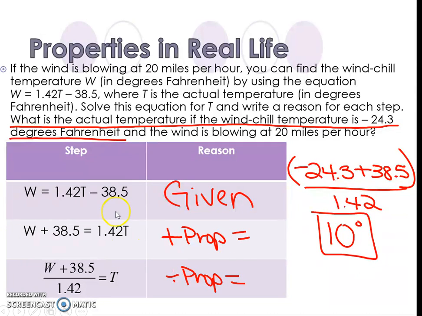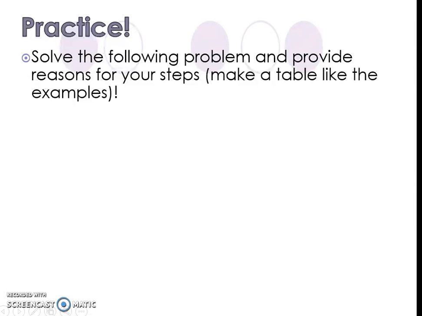So that's how you tackle properties in real life and solve the problem, using substitution property to find the actual temperature. So now we're going to do the practice. You're going to solve the following problem and provide reasons for your steps. Make a table like the examples. So here's the problem: 2 times (3x plus 1) equals 5x plus 14. I want you to make a T-chart, the table, and write the properties and solve for x. So please try that. Pause the video, try it, and check with the key.